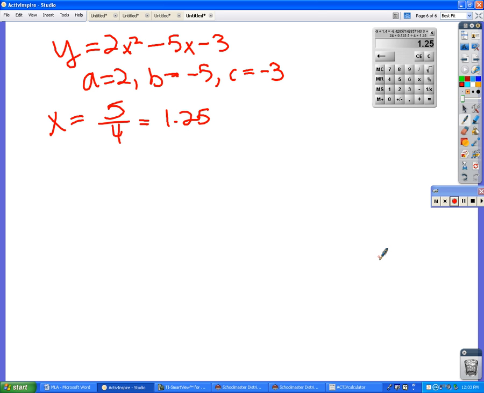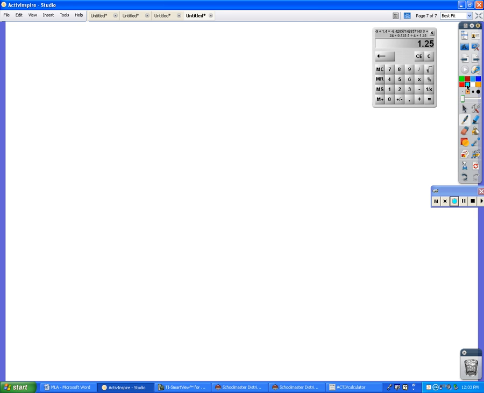Just the opposite of B divided by 2 times A. No big deal, right? Okay. The crazy part comes when I need to find the y-coordinate of the vertex. To do that, I'm going to take one I made up from the book so the numbers come out a little bit better. So let's go y equals x squared minus 6x plus 4.